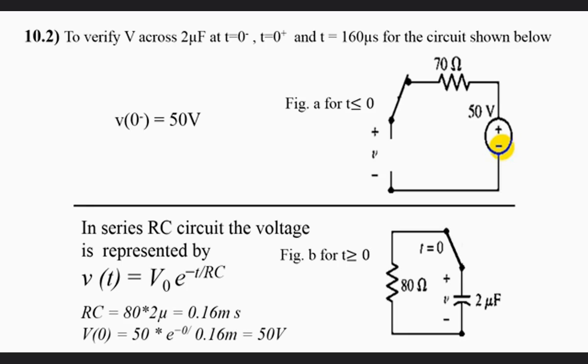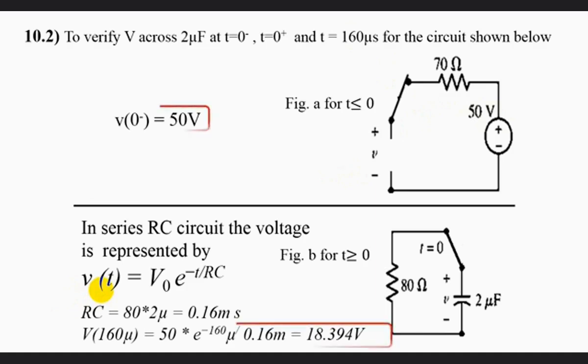Now, we have to find it at t equal to 160 microseconds. Substitute in this equation; I repeat, substitute in this equation the value of t as 160 microseconds, and then we get the answer as 18.394 volt. So these are the answers that we must verify: V at 0 minus is 50, at 0 plus is also 50, and at time greater than 0 we get the answer as 18.394 volt. Now let's see how we do the simulation for the given circuit.